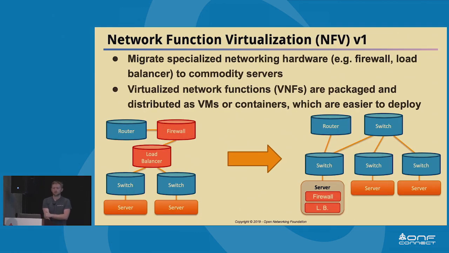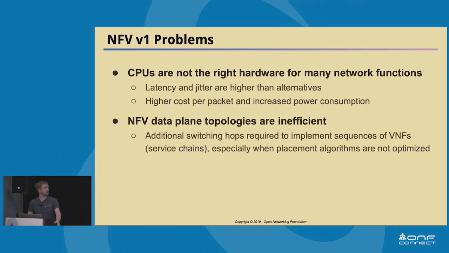The other piece to this was that shortly after SDN, there was a revolution in network functions called network function virtualization, where we migrated from specialized networking hardware like firewalls, load balancers, and NATs to commodity servers. These virtual network functions are packaged and distributed as VMs or containers, which are easier to deploy. And we could be more efficient about the hardware that we use to implement network functions. Same as the revolution in virtualization for compute. But this, too, has had some problems when we've tried to put it into production at scale.